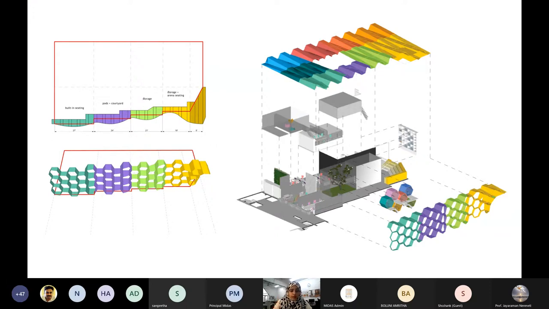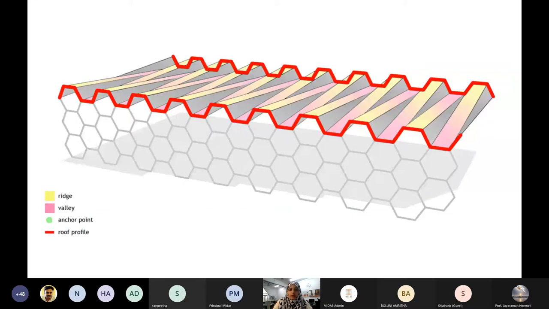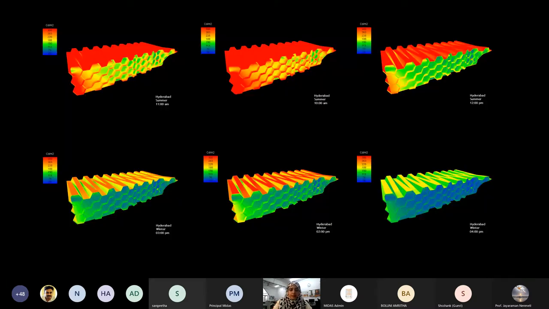And the facade has different depths. So it becomes thinner and wider or deeper depending on the program inside and also where shading is required. The entire structure was to be in metal. This is the evolution of the roof structure. We wanted to create an undulating surface that was kind of an extrusion of the beehive, or the hexagonal packing that is happening in the facade. These are some of the daylighting studies to understand heat gain.